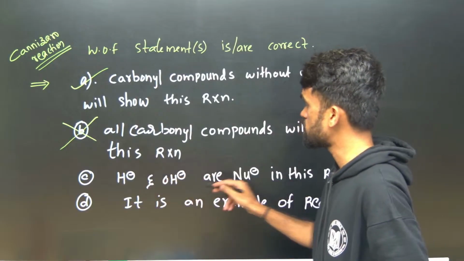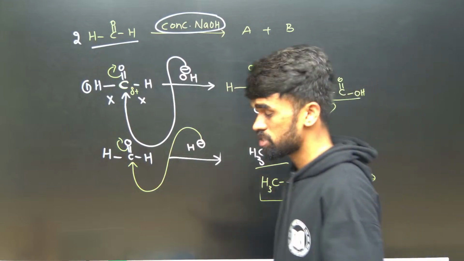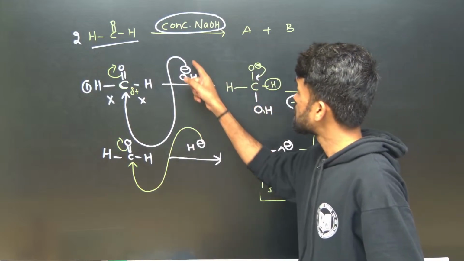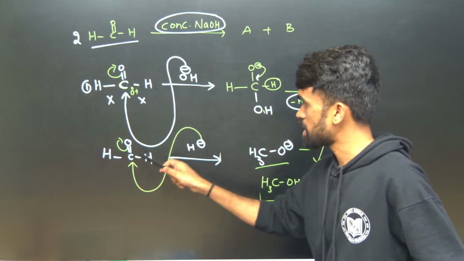Now what about C? H minus and OH minus are the nucleophiles. Yes, I will stand with that statement; that is correct. In the first step OH minus is the nucleophile, and in the next step H minus ion is a nucleophile.